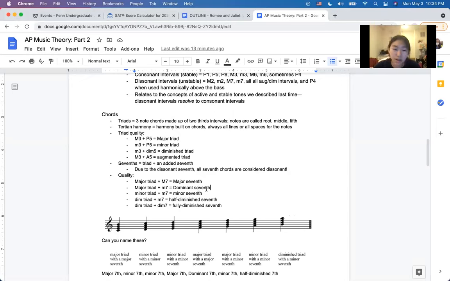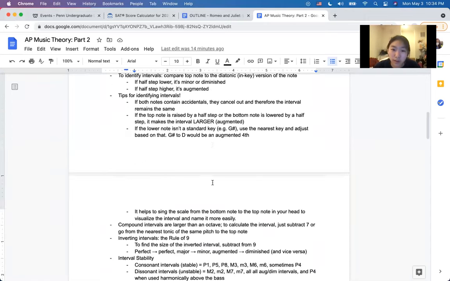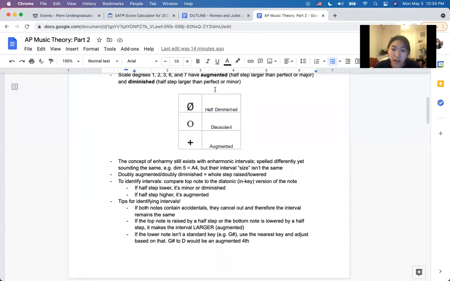Now, a minor seventh is a minor triad and a minor seventh. And a half diminished seventh is a diminished triad and a minor seventh. This is where the half diminished and fully diminished business comes in. Remember how I mentioned before there was a symbol with basically a slash inside a circle? That's the symbol for the half diminished chords.